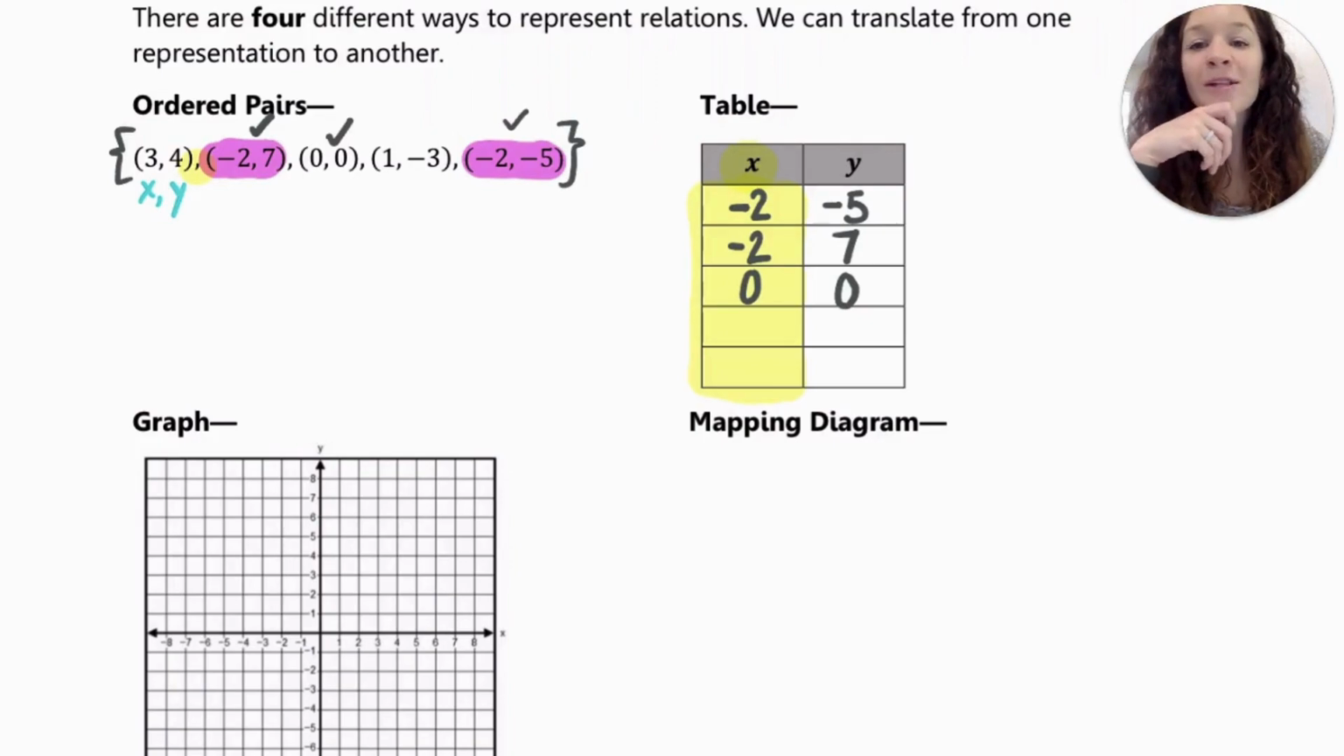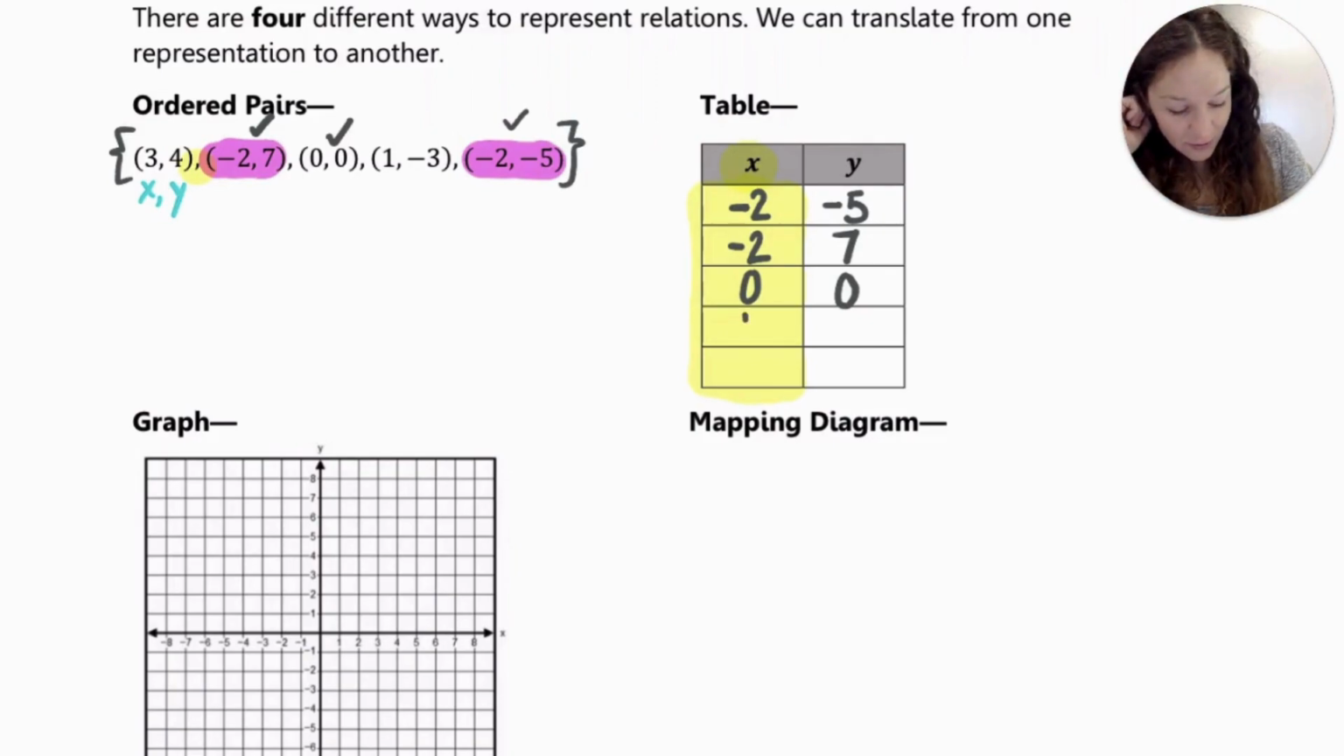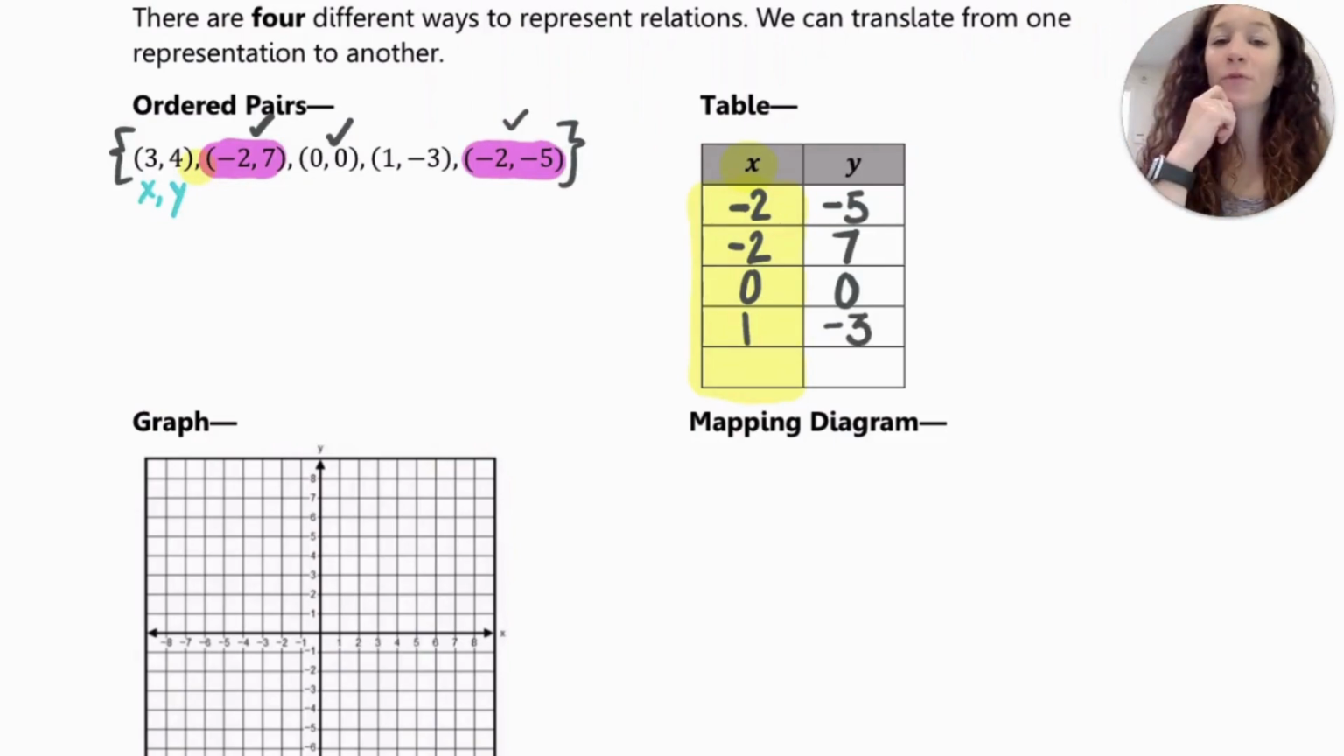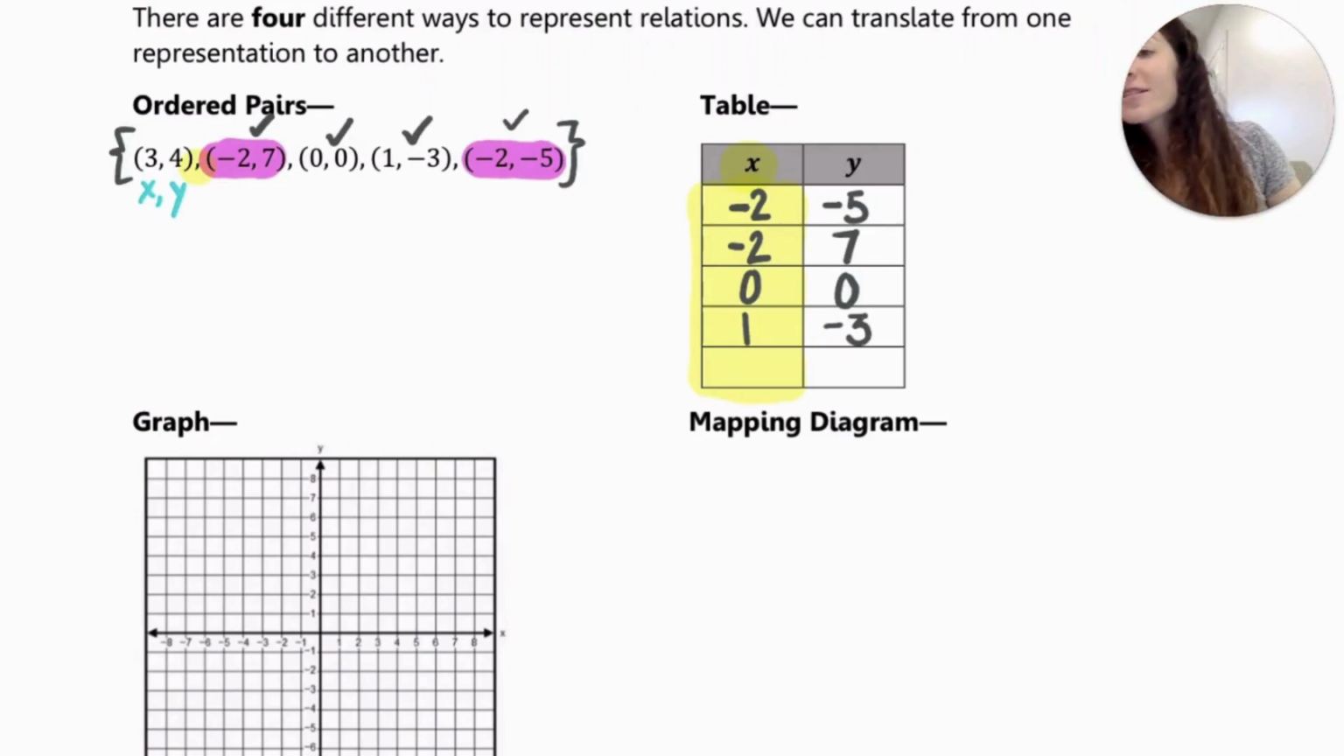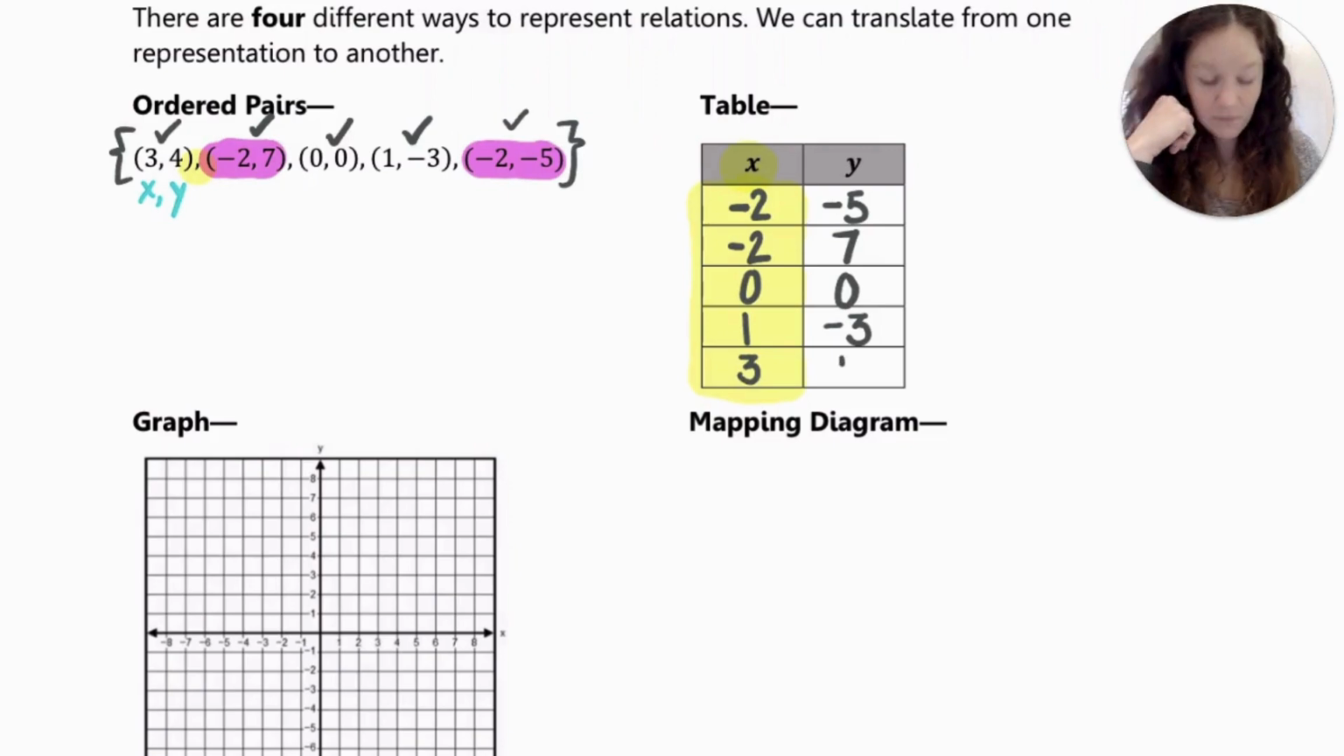The next smallest X value I see is an X value of 1. Its Y value is -3. So I put 1, -3. And then the largest X value I have is 3, and its Y value is 4. Okay?